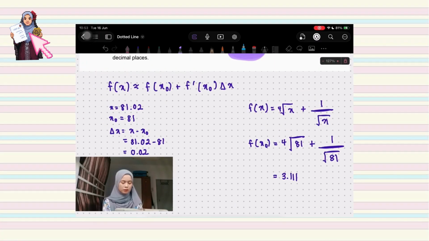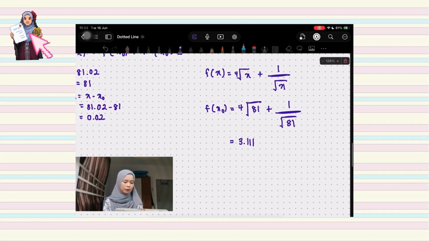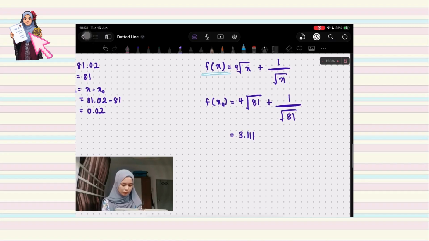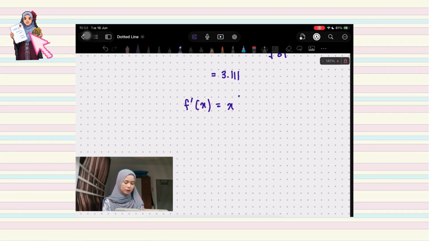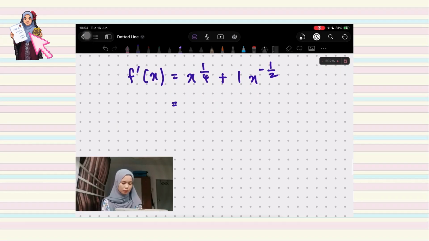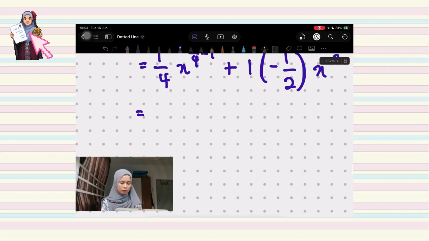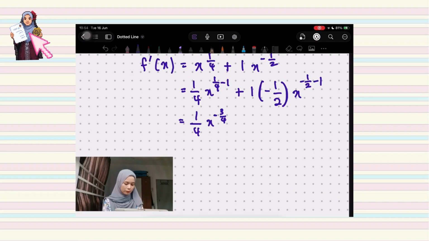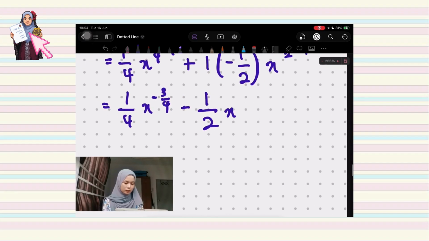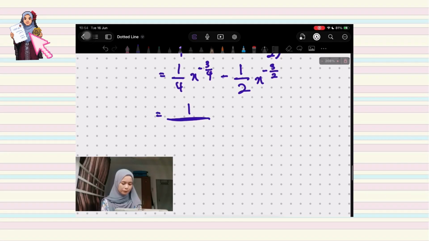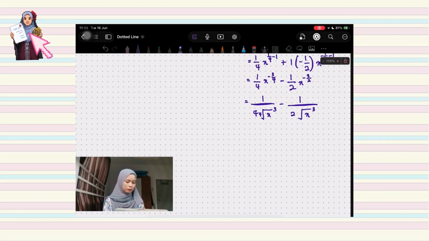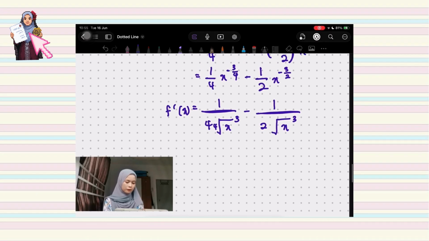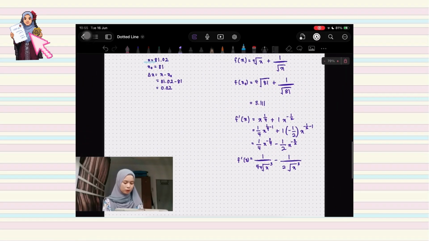Now to find the f prime(x naught) value, we must first find f prime of x. From the function f(x), we can find the derivative of the function. To differentiate, we bring the power to the front and subtract 1 from the power. So the function is minus 3 over 4 minus 1 over 2 x to the power of minus 3 over 2, which is 1 over 4x cubed minus 1 over 2x cubed. Now we have f prime x is this function, so we must substitute the x naught value into it.